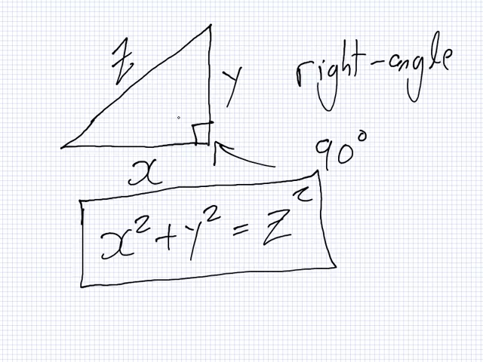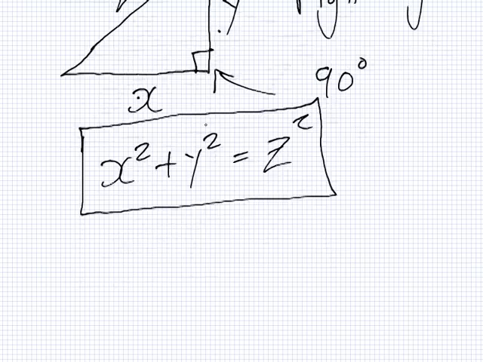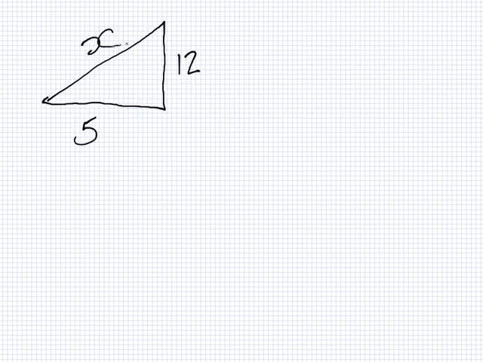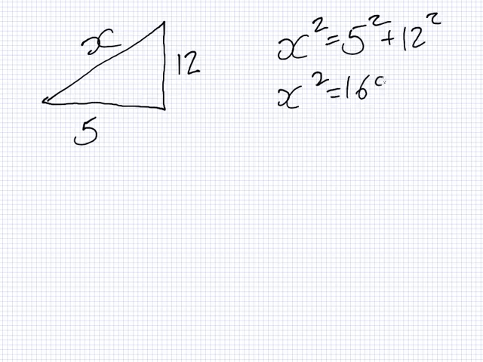Can I scroll down? This one here, x side, y side, and z side. Yeah. X squared plus y squared equals z squared. This is right angle here. Okay. Continue. For example, if this side is 5 and this side is 12, and we want this side 13, yeah, Pythagoras says x squared equals 5 squared plus 12 squared. X squared is 169, so x equals 13.